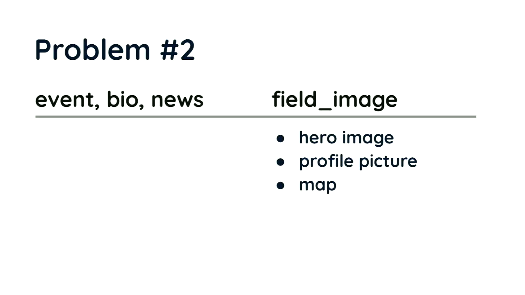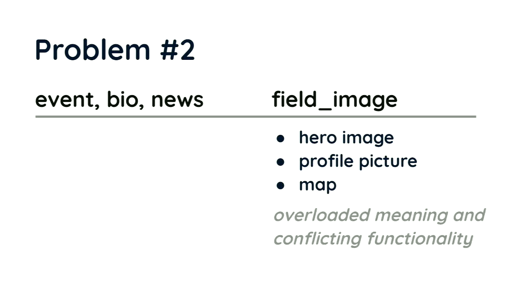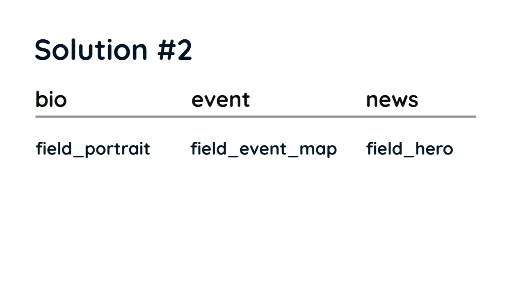Problem two is we have three content types and they're sharing a field called field image. And this field image is completely different in meaning on all three types. I do not think that's useful to other developers going forth in the three or four years or whatever this website's going to live. So you've overloaded the meaning and you've got conflicting functionality. They're all using the same Twig template, and the developer has to go in and have logic that says, wait, no, but this time I'm doing the image on this thing or that thing or whatever. So split them out.